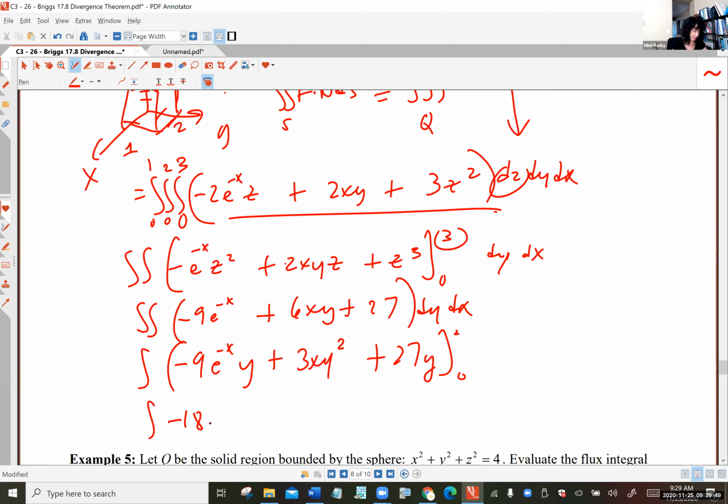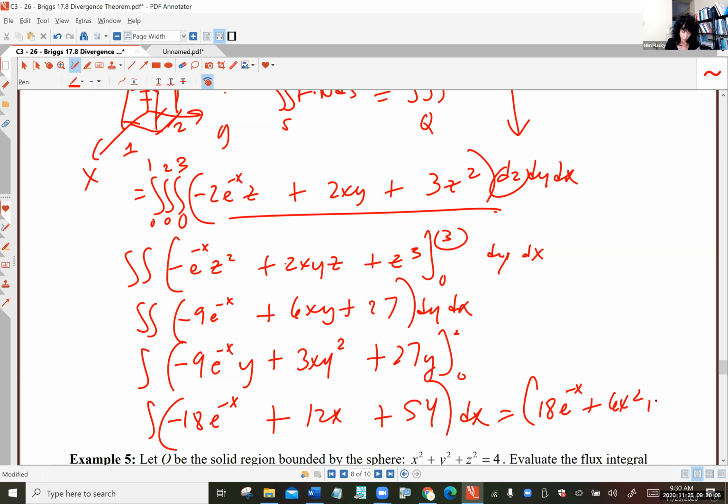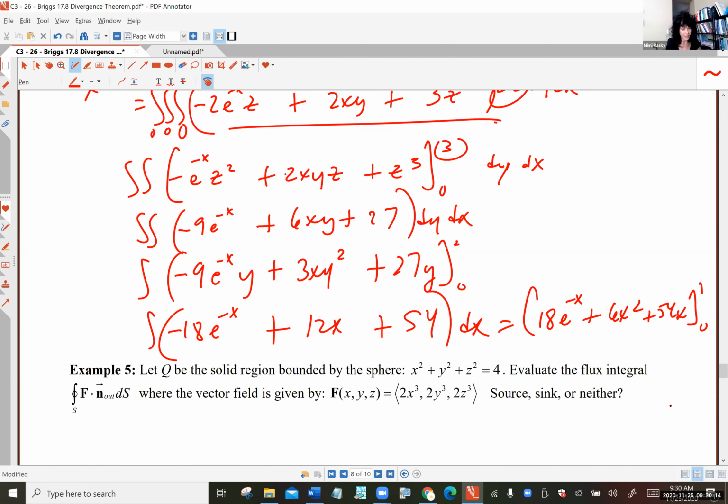So this is going to be negative 18 e to the negative x plus 12x plus 27 times 2, which is 54. Okay, fine. Now it's just a calculus 1 problem. If you did this integration, you got positive 18 e to the negative x plus 6x squared plus 54x. A big mistake people made, because they got used to not worrying about the 0, is thinking, I won't plug that in because it's going to make everything 0. But not here.